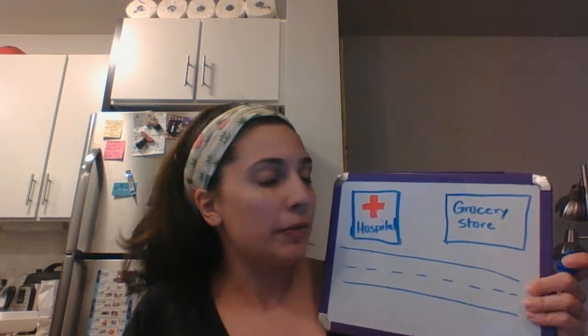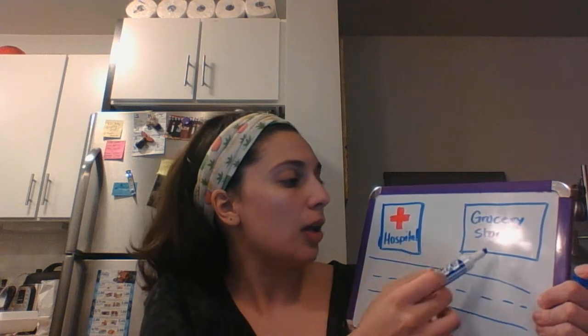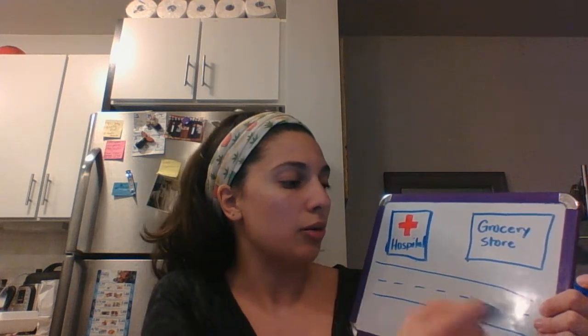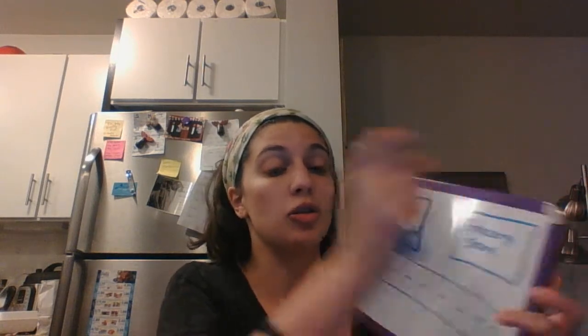Now I might say, okay, maybe I want to draw one more building today. So I'm going to draw a grocery store. So I'm going to have my big grocery store and I'm going to write that. That way people know what it is. So for right now in my city, I have a hospital, I have a grocery store, and I have a road.